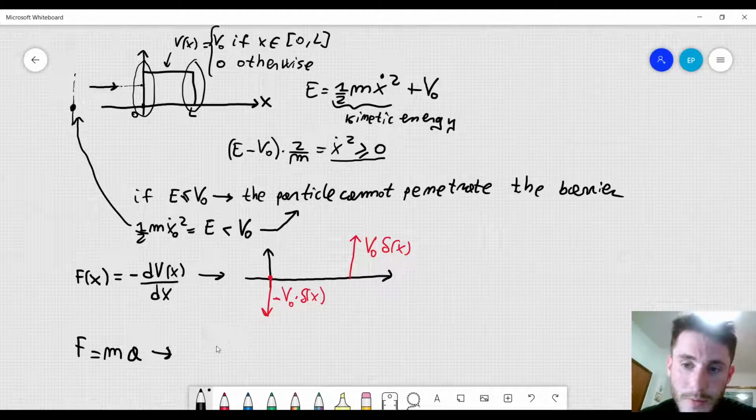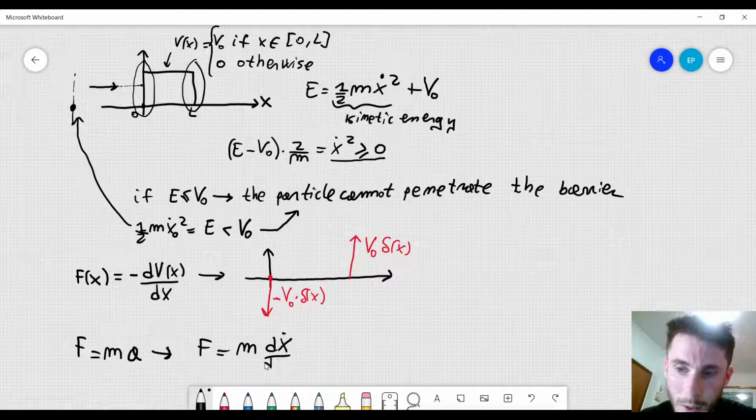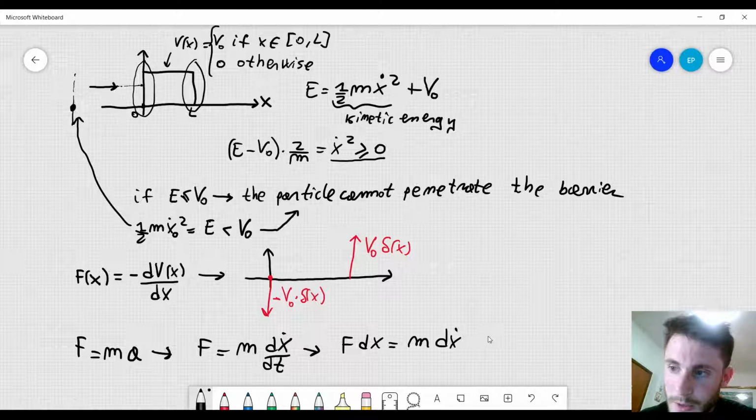This F equals ma can be written as F equal to m times the derivative of the velocity, which is x dot over dt. And if you multiply this by dx, so we have F dx equal to m x double dot times dx, and we also have to divide by dt. So I can divide dx by dt, right? And this is equal to x dot here.